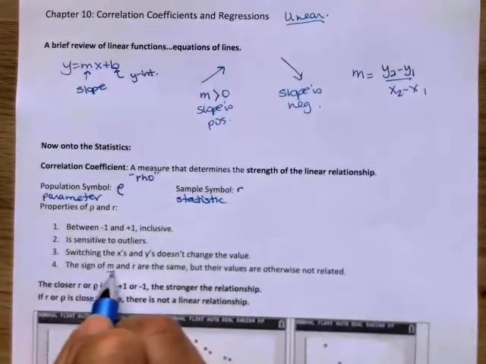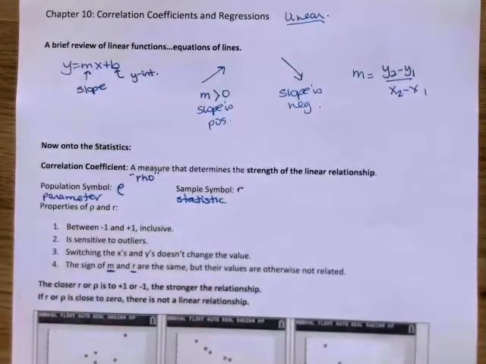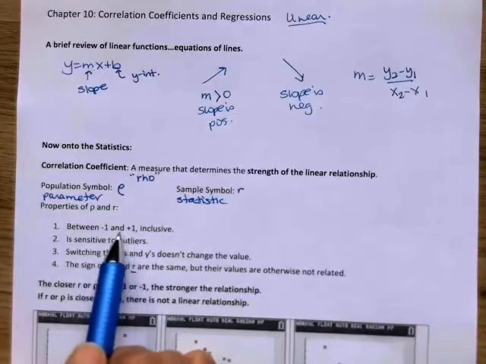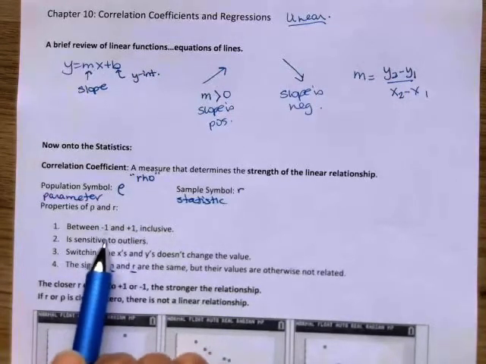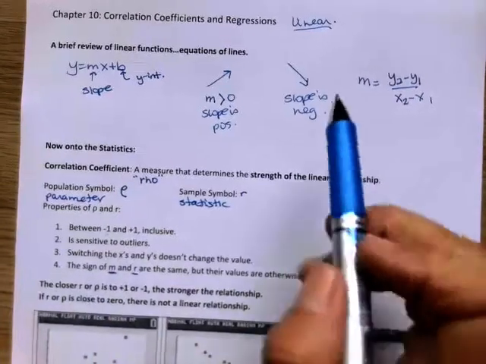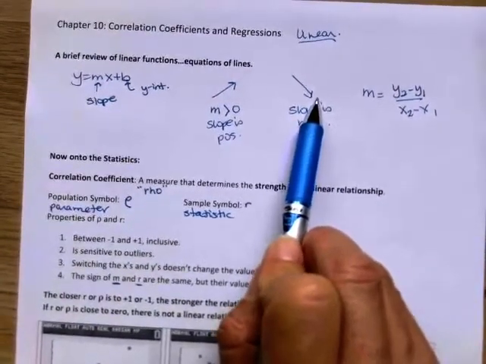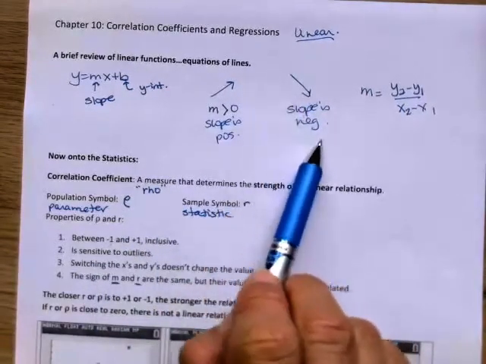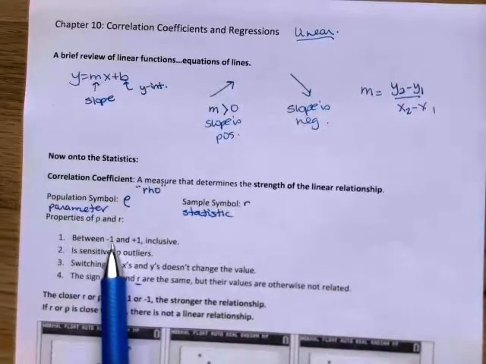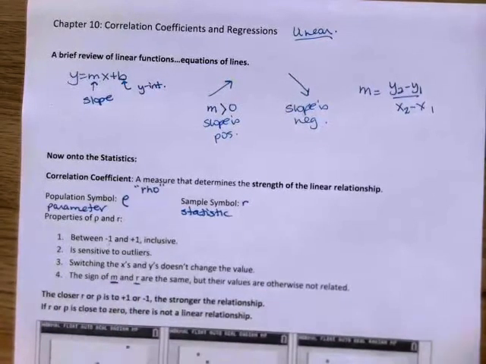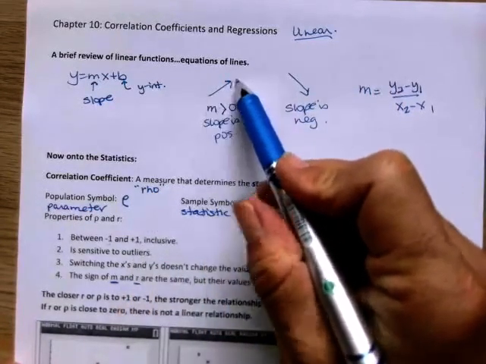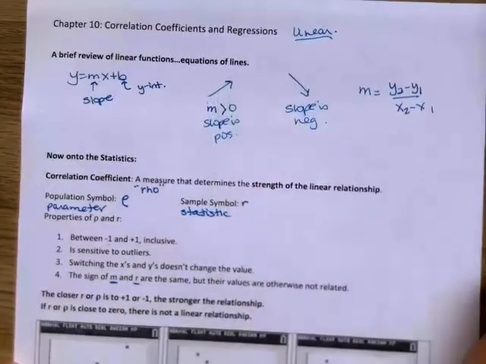And then here's the one: the sign of m and r are the same. Other than that, the values aren't related, but if the slope is positive, then the r value is going to be positive. Remember, it can go between plus and minus 1. So if it's close to -1, then your slope would be negative, going down to the right. And if it's close to -1, then most of the points are going to be on the line. If it actually equals -1, then all of the points are exactly on the line. If it equals exactly +1, then the slope is positive and all of the points are on the line.